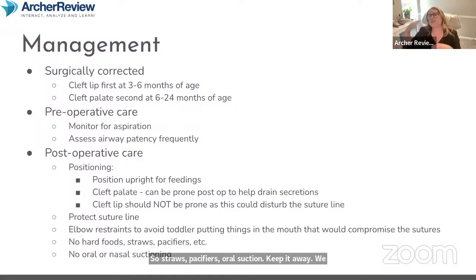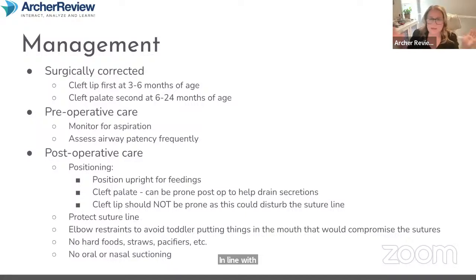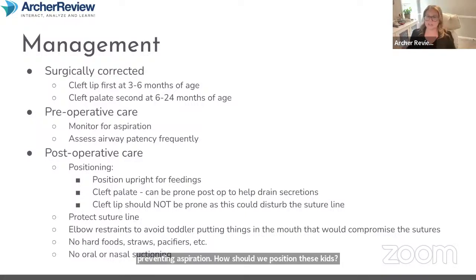In line with keeping the sutures safe, but then also preventing aspiration, how should we position these kids? There's a lot of questions about this. A cleft lip should just be positioned where they're comfortable. They can be on their back, on their side, sitting up. We always sit up for feeds, but we don't want them positioned prone, because if they're laying on their face and they've got sutures right here, that's going to be a really big problem. They're going to totally mess those sutures up.